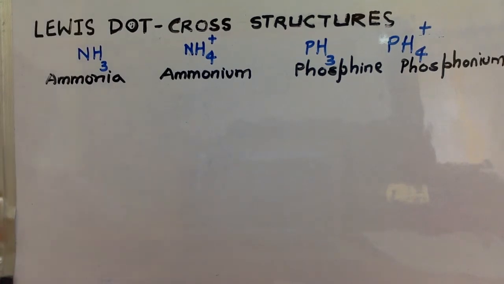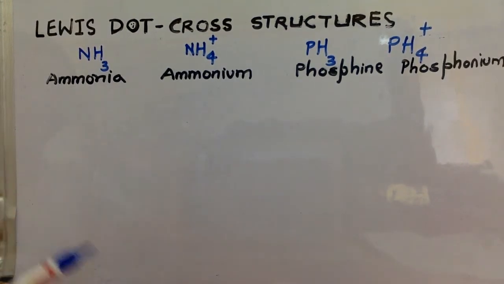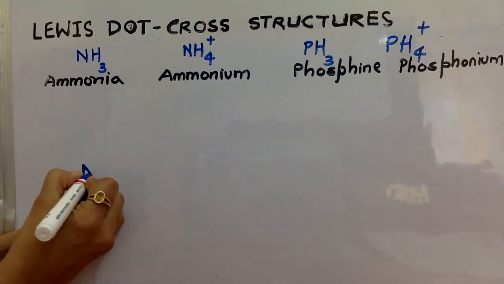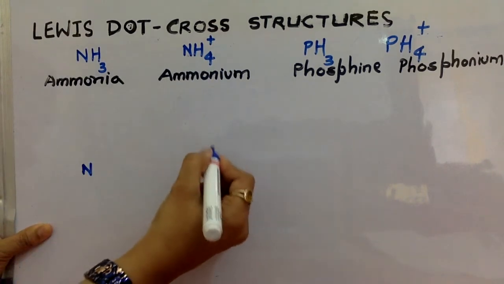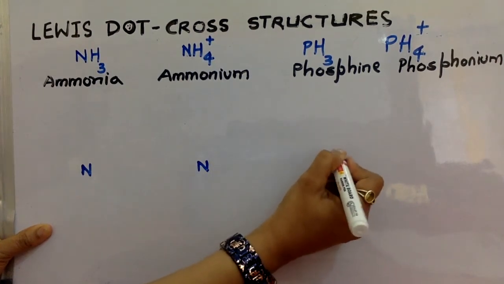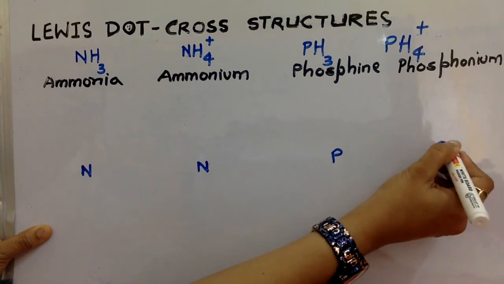Phosphonium, right? Let us see the structures. The central atom is nitrogen here. The central atom is nitrogen in this case also. Central atom is phosphorus and here also the central atom is phosphorus.